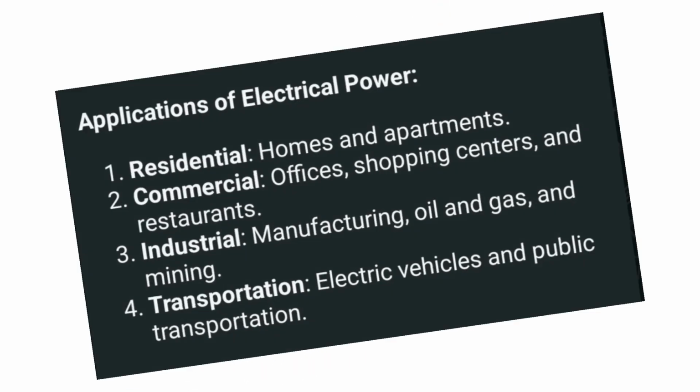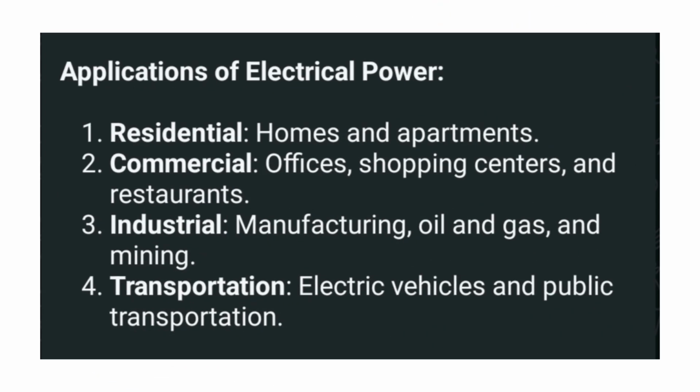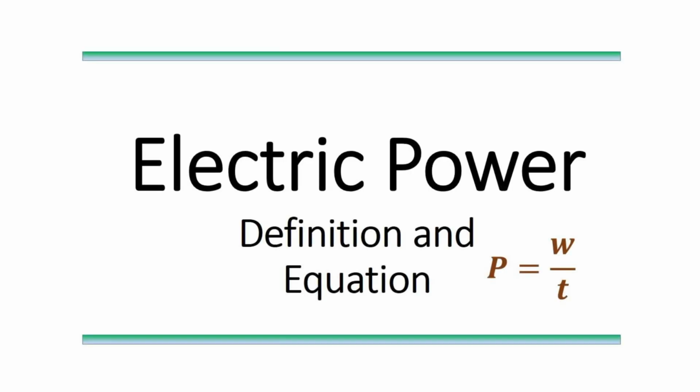Electric power can be used for residential, commercial, as well as industrial purposes. So these are the applications of electric power. Electric power can be represented as P, and it is equal to the energy divided by the time, that is, the rate of change of energy.